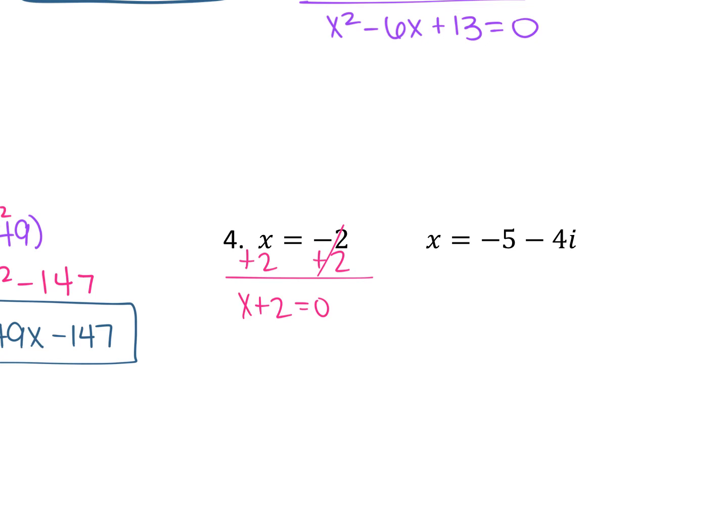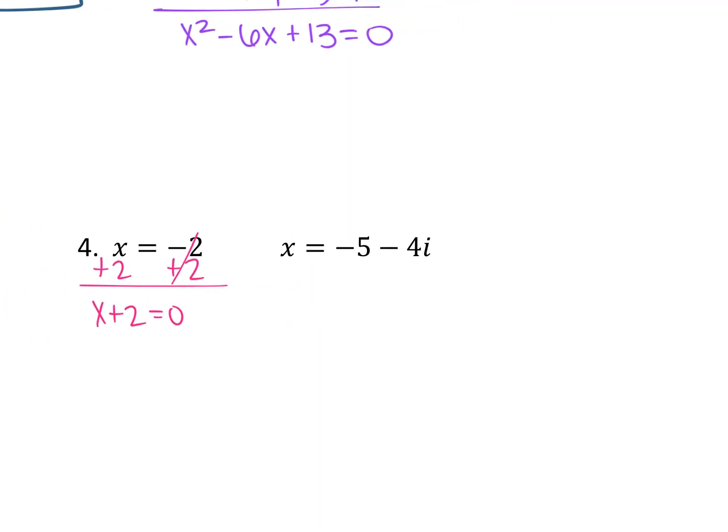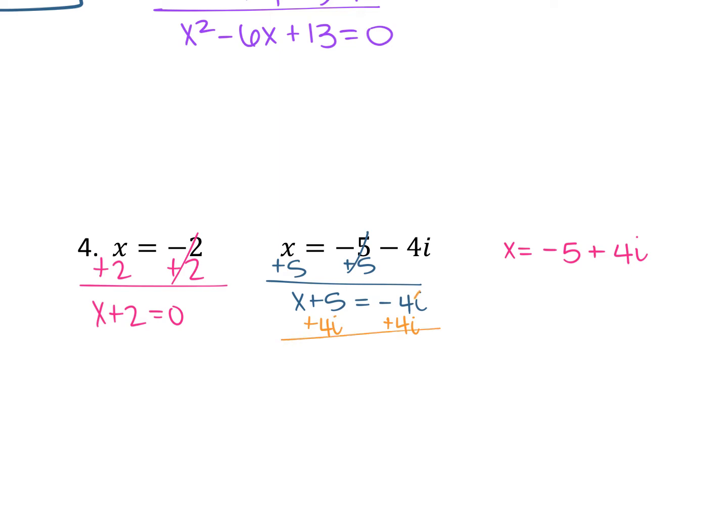Perfect. However, the x is equal to negative 5 minus 4i. The i is an imaginary number, which means you have a conjugate with it. The conjugate of that, remember, keep the terms, change the sign between them. That's negative 5 plus 4i. So you've got to work with both of those. If we move the 5 over, we add it to both sides. That gives us x plus 5 is equal to negative 4i. You also have to move the 4i over, so we add it to both sides. We get x plus 5 plus 4i is equal to 0.